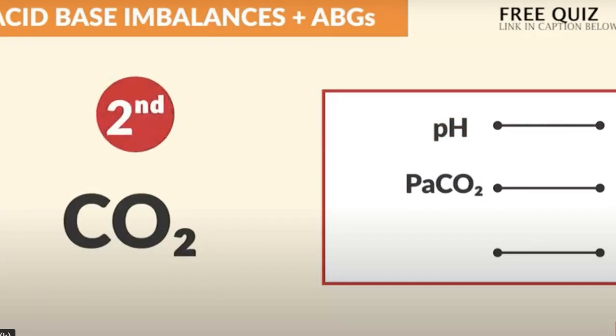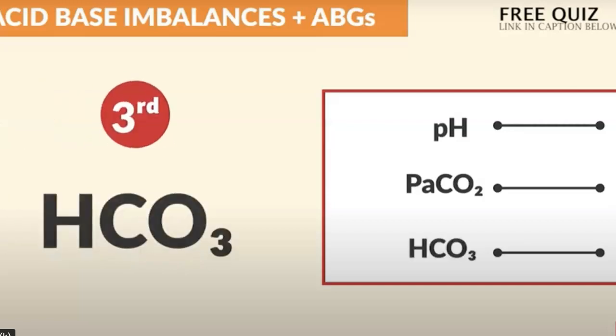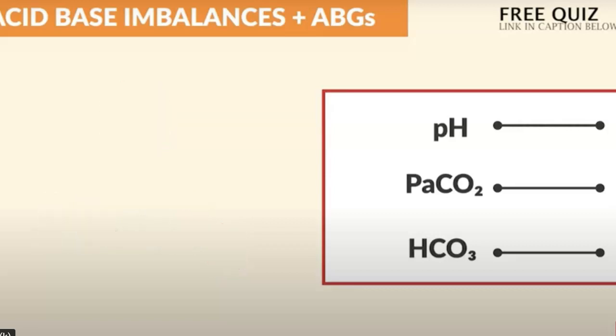CO2 is second, so you see the 2 there. That's how you know it comes second. And HCO3, well, just look at the 3 there. That's how you know it's the third one down. Next, you just draw normal anatomy. Lungs.